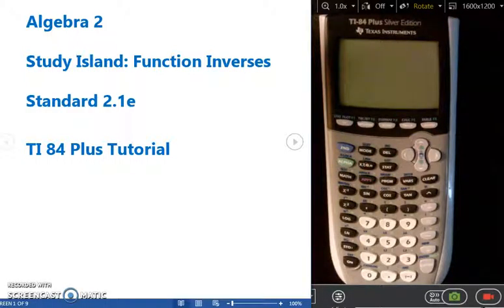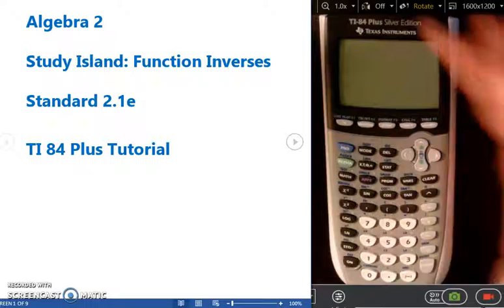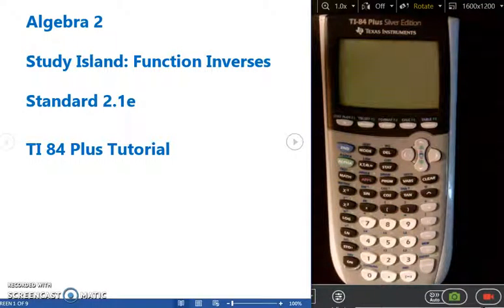We're going to be looking at how to use the TI-84 Plus calculator to answer questions in the Study Island lesson called Function Inverses. It's also going to be questions under the Algebra 2 Standard 2.1e. I've gone into the Function Inverses lesson in Study Island and pulled out the questions that you can do solely using the graphing calculator.